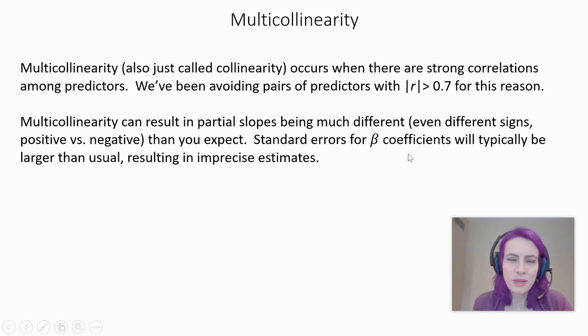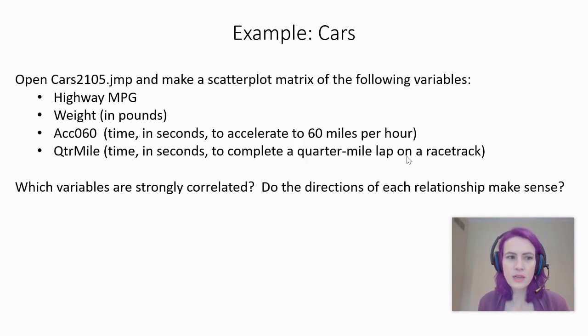So pretty much anything involving knowing or estimating or testing the true value of those partial slopes is not a good idea when strong multicollinearity is present. Let's take a closer look and see this in action.